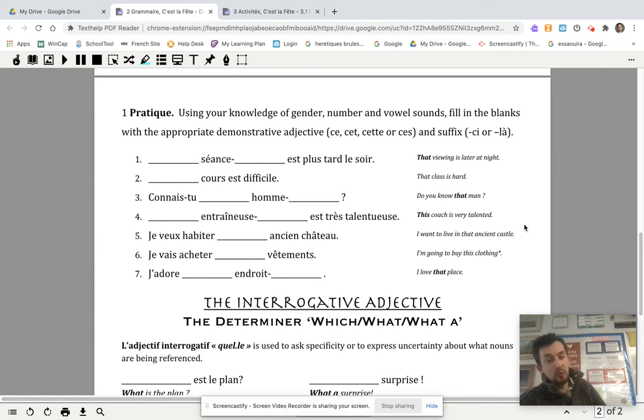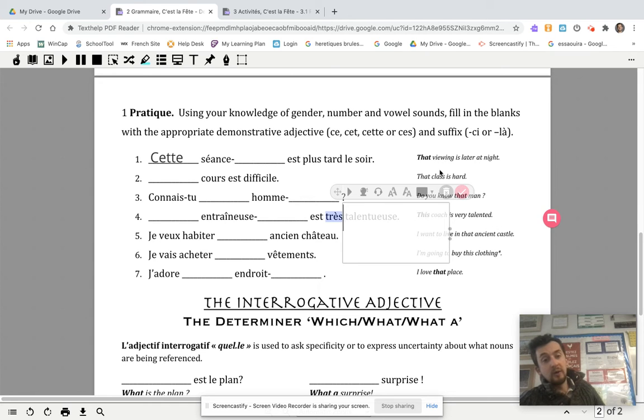Practice on the back. I'm just going to do one of them with you. So you have to use your knowledge of gender, number, and vowel sounds to fill in the blanks with the appropriate demonstrative adjectives, so ce, cet, cette, or ces, as well as adding the suffix ci or là based on whether it's this / these and that / those. Okay? So I'm going to walk through the logic of the first one. So number one, I see the word séance, which we know from Unit 1 is a viewing. Okay? That looks like a feminine word to me. So I'm going to say, well, first of all, it's not plural, so it's not ces. And it looks feminine, so I'm going to say that it's cette.